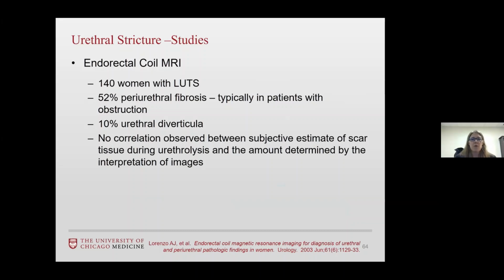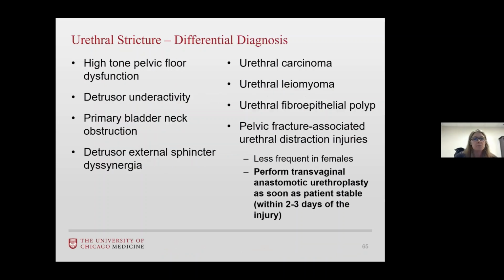Some other people have just described endorectal coil MRIs. They looked at 140 women with lower urinary tract symptoms, and they found that about 52% had periurethral fibrosis. It's typically in patients with obstruction, and 10% had urethral diverticula. But there was really no correlation observed between the subjective estimate of scar tissue during the urethrolysis surgery and the amount determined by the interpretation of images. So I don't know how useful this would be as a study, except for one piece of it: if you want to rule out malignancy. So if you're really worried about, or you're thinking about cancer or a diverticulum or something else going on, this is a good study to get.